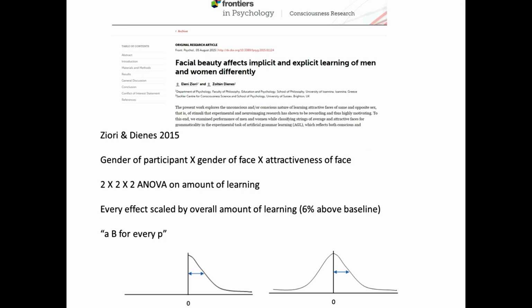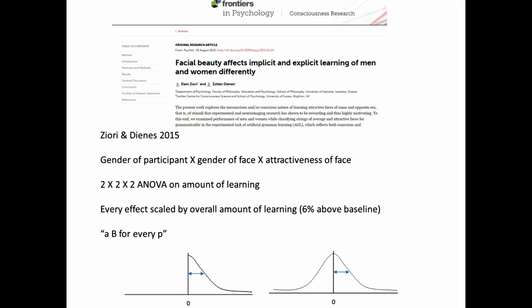In this study, it was an implicit learning task, artificial grammar learning, where we had a number of manipulations to do with gender and attractiveness. It involved a three-way ANOVA, and we just took the overall average amount of learning as a scale of effect that we used for the standard deviation for every single test. Three-way interaction, two-way interactions, main effects, simple effects, and so on.